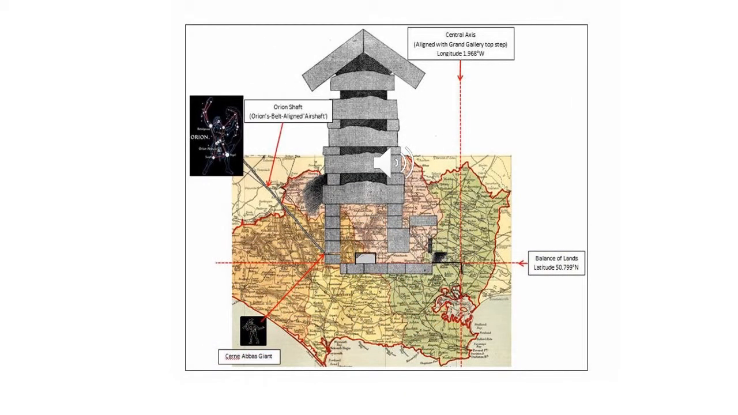This is just an image showing more accurately some of the key locations here. So we've got the balance of the land's latitude running along the King's Chamber floor level. You can see the sarcophagus there within the King's Chamber. And you can also see the point there where the shaft goes horizontal to enter the King's Chamber, and that is the location of the Cerberus giant.